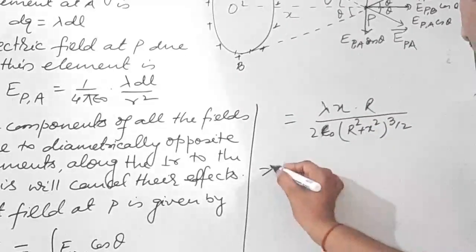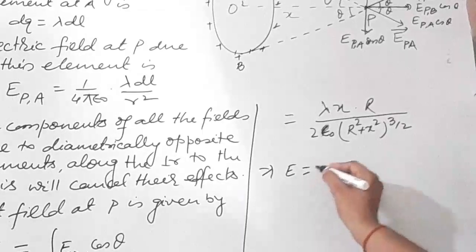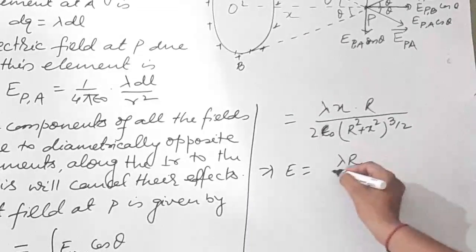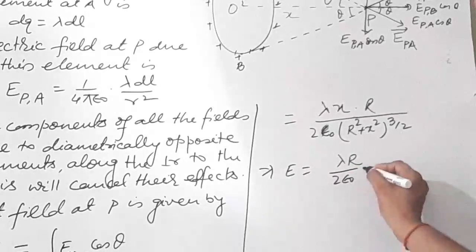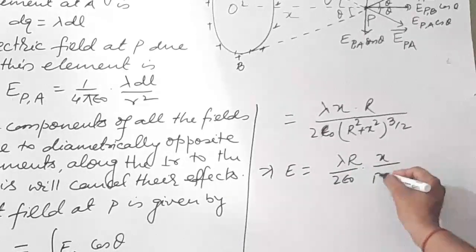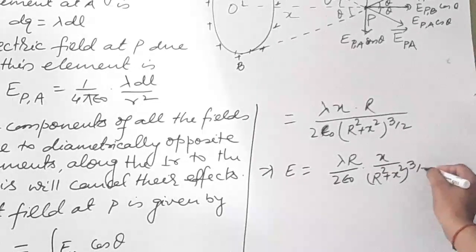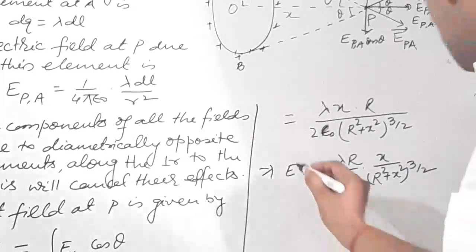So E is equal to lambda r by 2 epsilon naught into x by r square plus x square power 3 by 2. This is the expression.